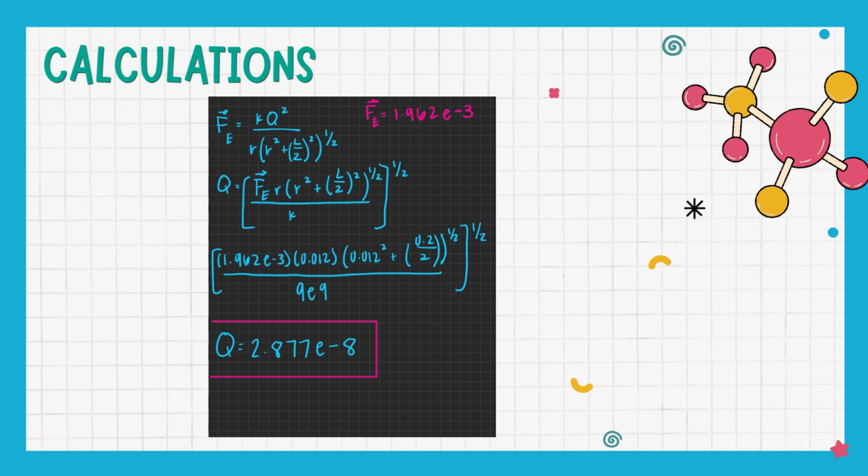All right, so the calculations. We use this formula and we take the values that we already know. We got Fe from GlowScript, which was 1.962 e to the negative 3. We already know the rest, like R, L, K. These are values we know. We can plug them in and we can find our new charge, which is 2.877 e to the negative 8.